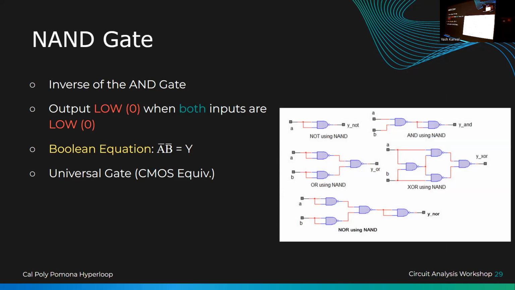VDD is positive, VSS is negative. And VDD is the collector supply, VSS is the storage supply.